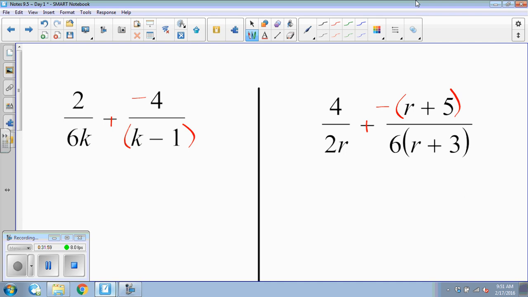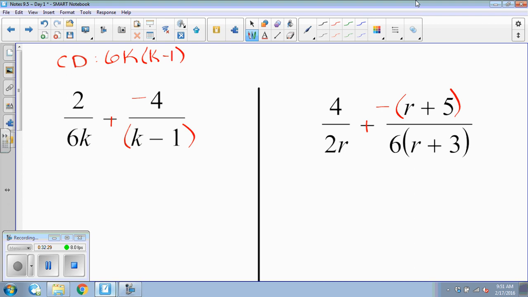All right? And so now, when we're trying to find our common denominator, my whole number is just 6, right? So 6. Now look at my variables, which are my factors. My first one is K. That has to be included. The other factor is K minus 1. That has to be included. Okay, so I need to make both denominators be 6K times K minus 1.